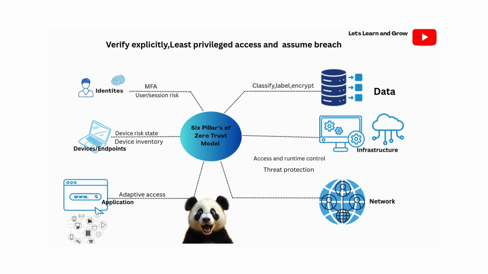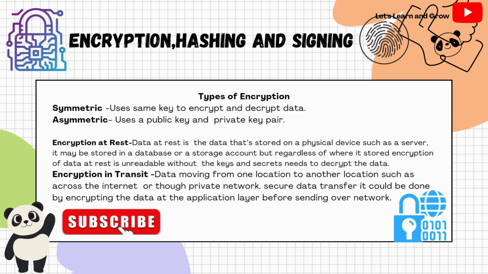You can take a screenshot of it or make a note of it somewhere. This will be very easy and helpful for you. In this slide, we will understand the types of encryption. Encryption has two types: symmetric and asymmetric. Symmetric uses the same key to encrypt and decrypt the data. Asymmetric uses a public key and private key pair.